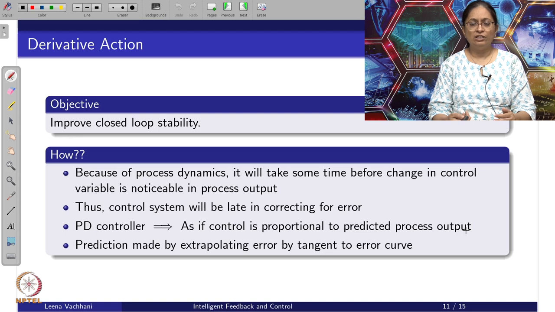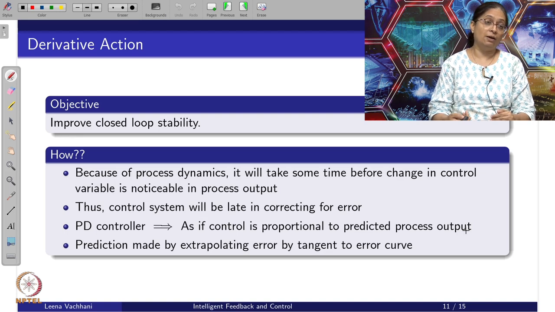Let's understand what the derivative action is helping us with. Our objective with the derivative action turns out to be improving the closed loop stability. And how? We have also looked into that the derivative action turns out to be giving you predictions. So it is giving you faster actions. Let's see how it is helping in the stability form.